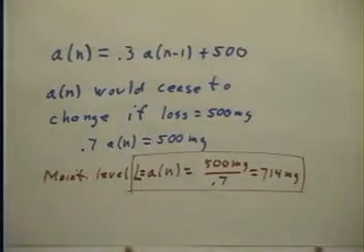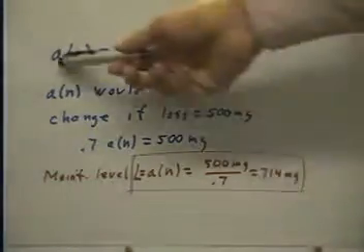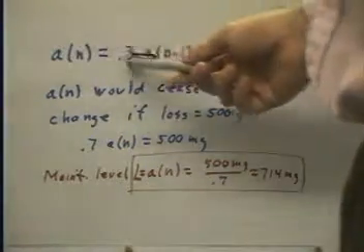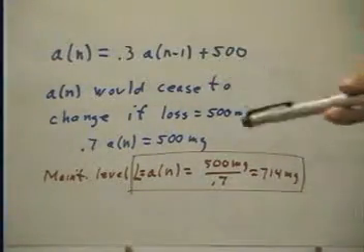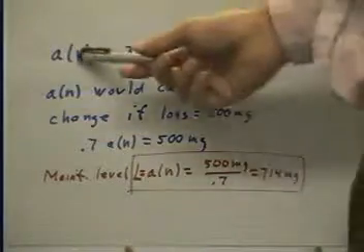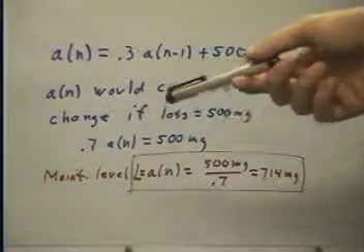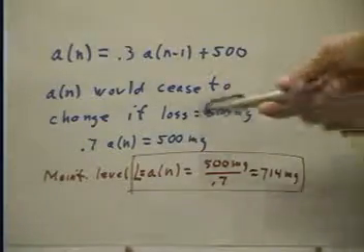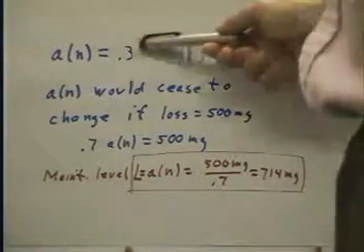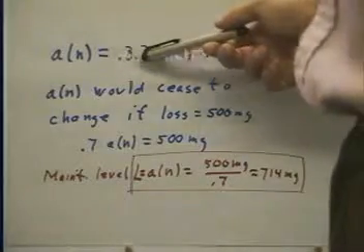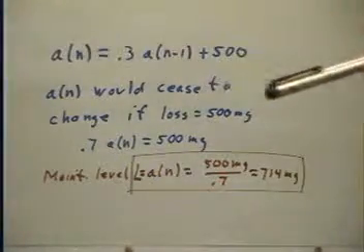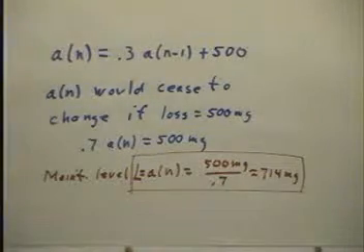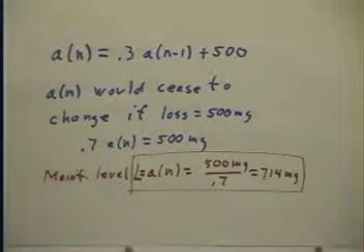We can symbolize the process by this difference equation: A_n = 0.3 times A_(n-1) plus 500. A_n is the amount at the beginning of the nth period. A_(n-1) is the amount at the beginning of the previous period. Whatever we had at the beginning of the previous period, we're going to end up with 30% of it at the beginning of the next. And we're going to then add 500 milligrams by taking the dose. And that's the meaning and the interpretation of this equation.